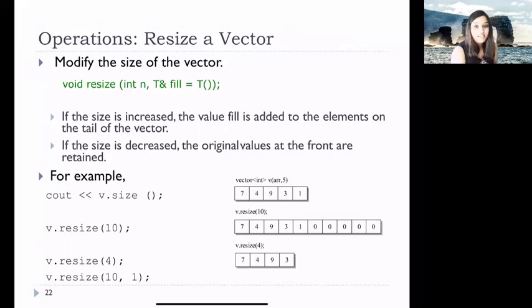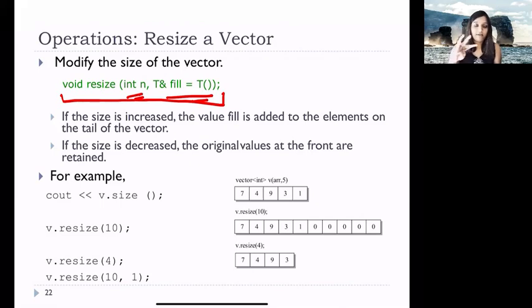Moving forward, if you want to resize, as we said, the biggest difference between array and vector is that vector allows you to resize, the flexibility of increasing when you need. If you want to resize, how would you resize? So modify the size of the vector. You would do something like void resize, and you would give what's the size you want and what value you want in that size. If the size increases, the value fill is added to the elements on the tail.